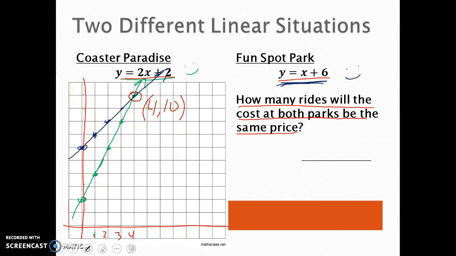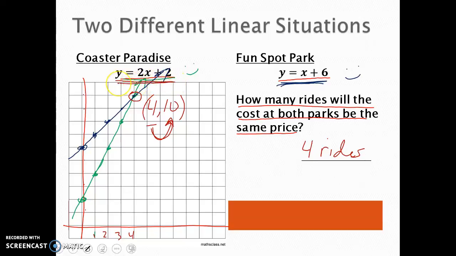So here's what that means. If you go to Coaster Paradise and you go on 4 rides, it's going to cost you $10. If you go to Fun Spot Park and you go on 4 rides, it's also going to cost you $10. So how many rides will the cost at both parks be the same? Well, that's 4 rides.